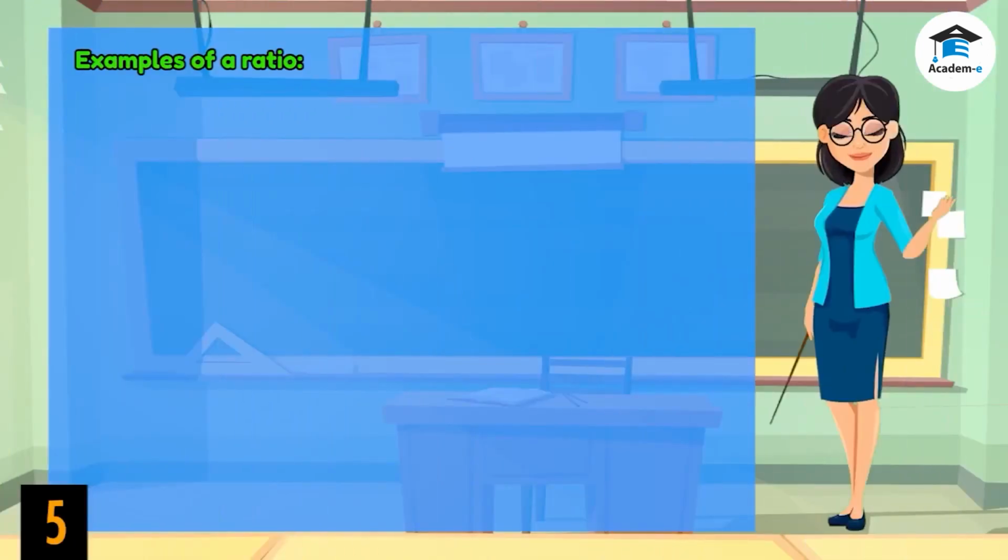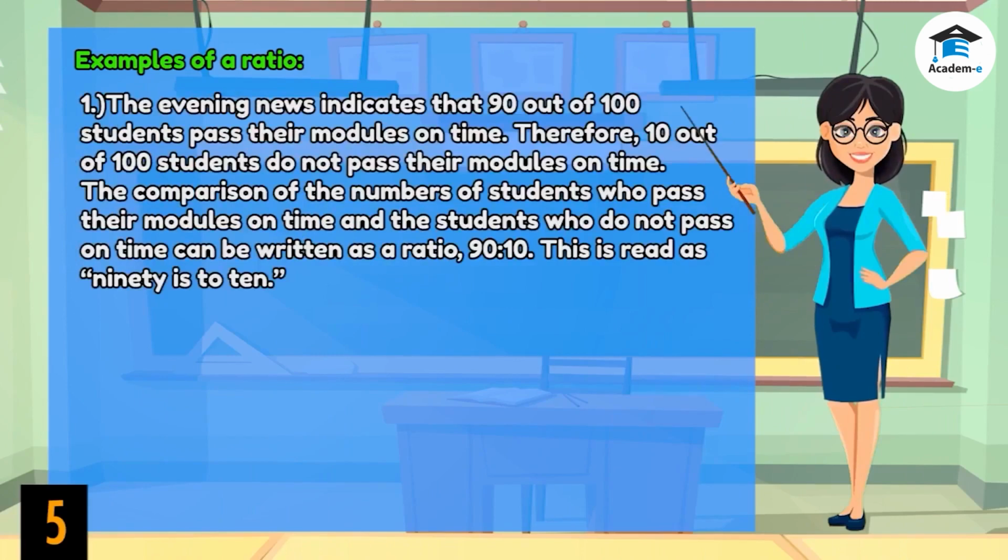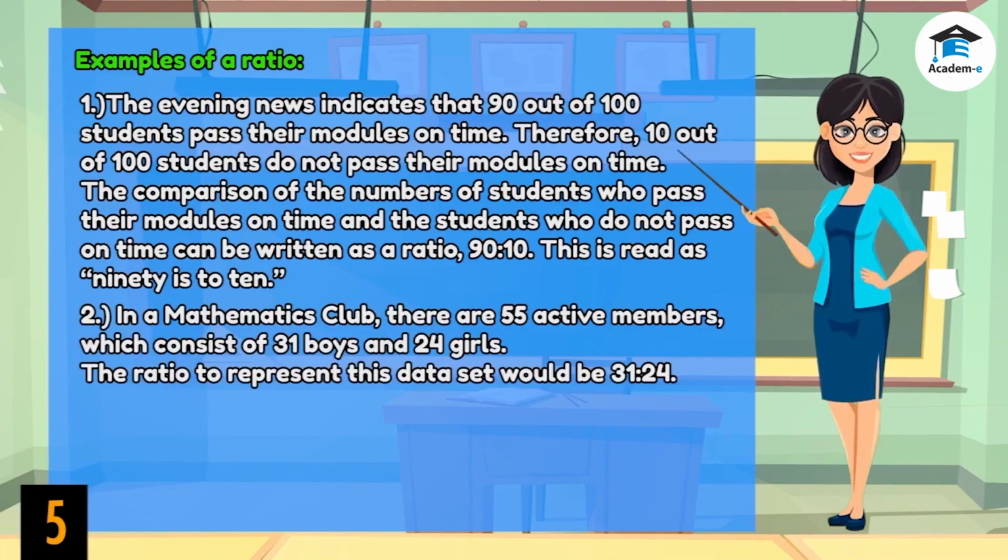Examples of a ratio. 1. The evening news indicates that 90 out of 100 students pass their modules on time. Therefore, 10 out of 100 students do not pass their modules on time. The comparison of the numbers of students who pass their modules on time and the students who do not pass on time can be written as a ratio, 90 to 10. This is read as 90 is to 10.